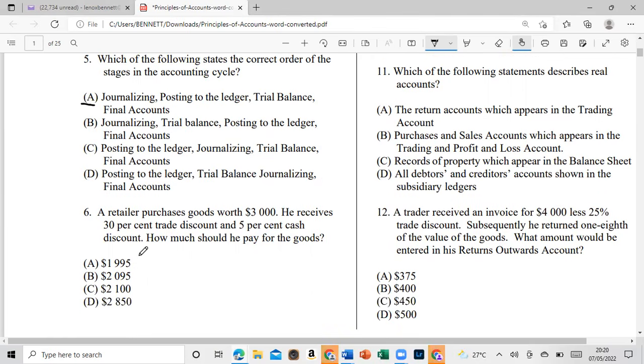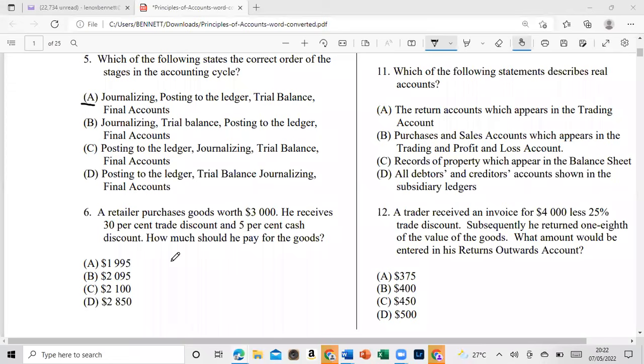Let me get the calculator. A retailer purchased goods worth $3,000. He gave 30% trade discount and 5% cash discount. How much does he pay for the goods? All right, so let us calculate that. I'm going to get a calculator because I want it to be very fast. As a big bad mathematics teacher, I'm sure I'm correct. So a retailer purchases goods worth $3,000. He receives 30% and 5% cash discount.